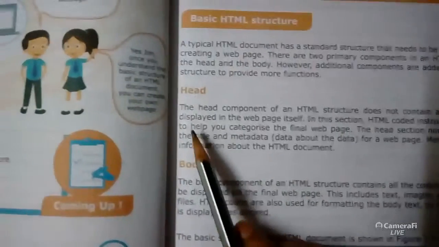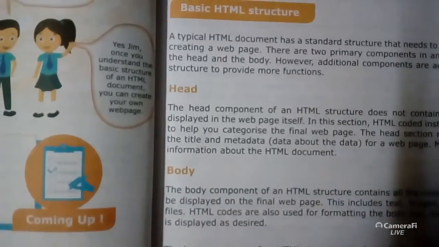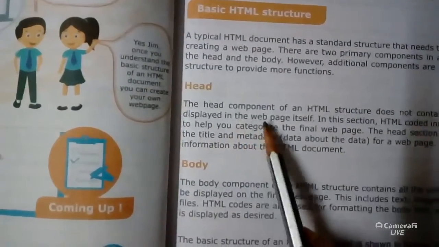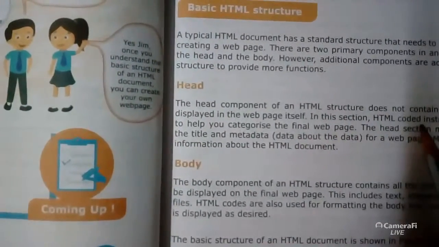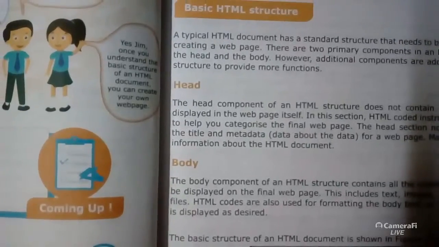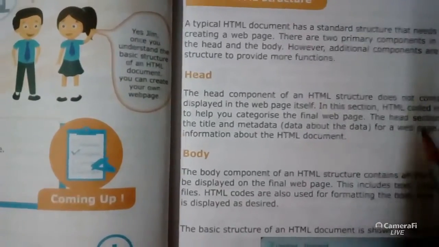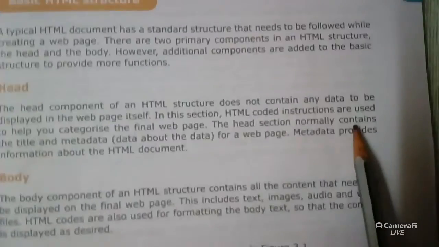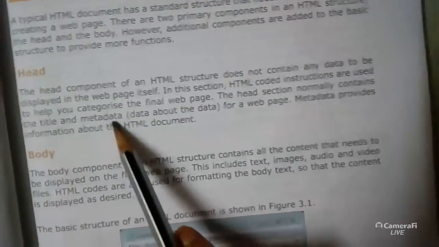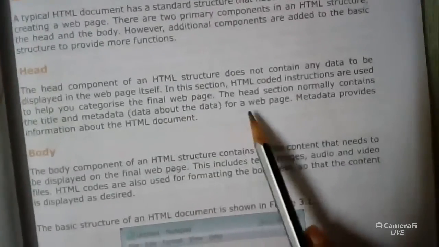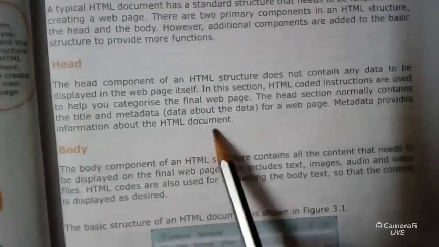First, head. The head component of an HTML structure does not contain any data to be displayed in the web page. In this section, HTML code instructions are used to help you categorize the final web page. The head section normally contains the title and the metadata, data about the data for a web page. Metadata provides information about the HTML document.